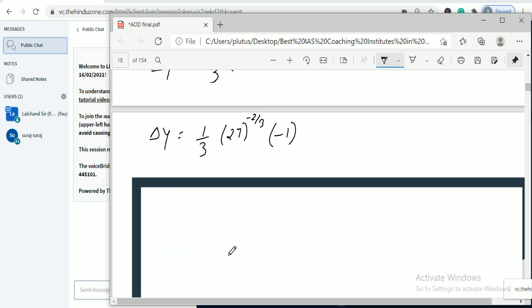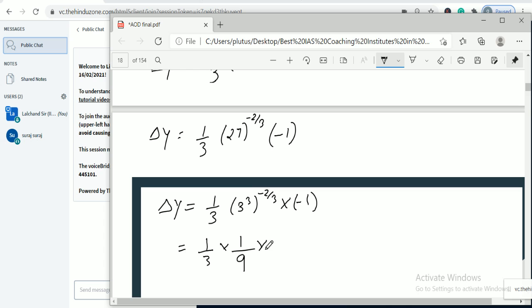If we further simplify this, dy equal to 1 by 3, 27 is 3 cube, so we can write 3 cube to the power minus 2 by 3 into minus 1. So what will be the value? 1 by 3, this gets cancelled, so 3 square is 1 by 9 into minus 1, isn't it? So if we simplify this, then this is minus 1 upon 27. This is the approximate value of delta y.